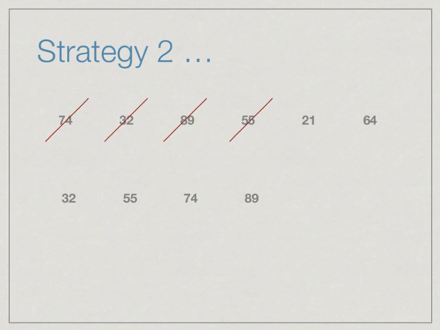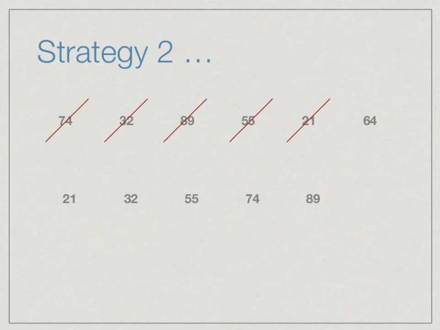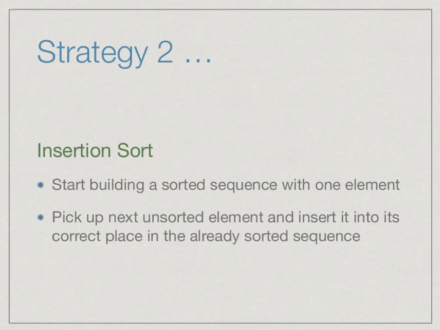21 similarly, I have to start from the top and say smaller than 89, smaller than 74, smaller than 55, smaller than 32. So it goes all the way to the left. And finally 64 will move down two positions past 84 and 89 and 74, but it will stop above 55. Right? So this is how insertion sort would build up a new list. You keep picking up the next value and inserting it into the already sorted list that you had before. So we start building a sorted sequence with one element, pick up the next unsorted element and insert it into the correct place into the already sorted sequence.